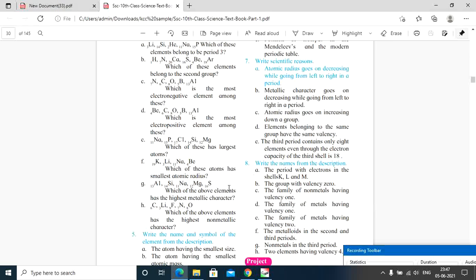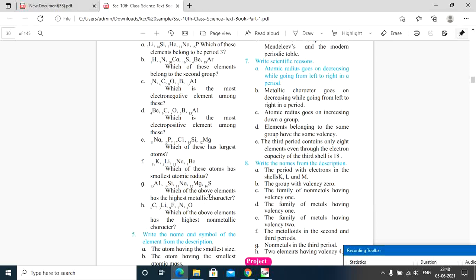Which of these has the smallest size? So lithium is 2,1, beryllium is 2,2, sodium and potassium. So here you can see lithium and beryllium. Okay, so 2,1 and 2,2, definitely 2,2 will have smaller size. Okay, be careful while doing this type of questions. You have to be very alert and think in all possible ways.